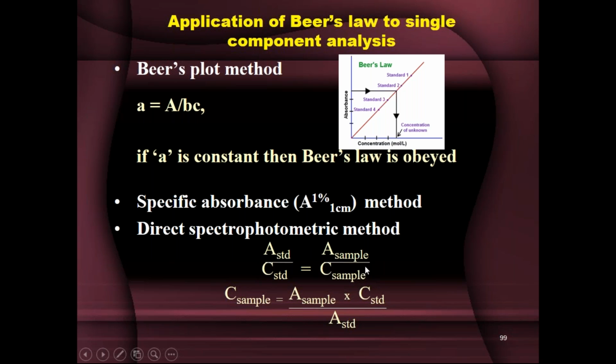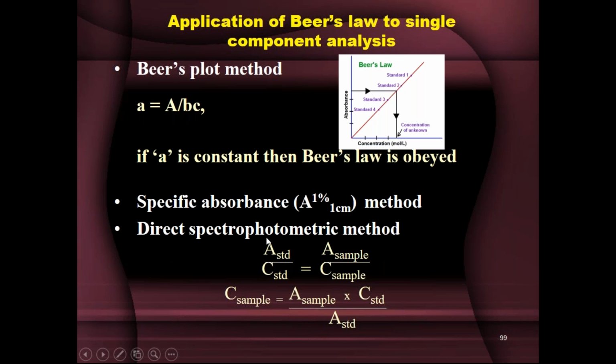Rearranging this, because we are interested in finding out the concentration of the sample, we get C sample equals A sample into C standard by A standard. Now, this is a measured quantity because you have made your sample solution and measured the absorbance. This is also a known quantity because you have prepared the standard solution and measured the absorbance. This is also a known quantity because you have prepared the standard solution of definite concentration. So all these three are known. Putting all these values and incorporating the dilution factor, you can get the concentration of the original sample.